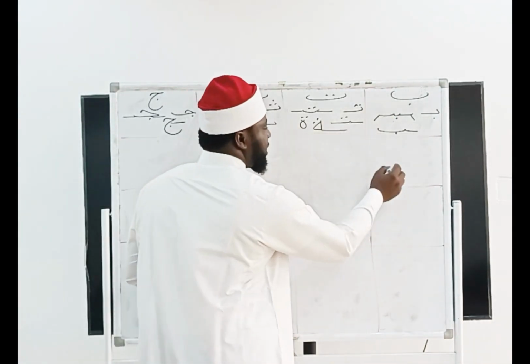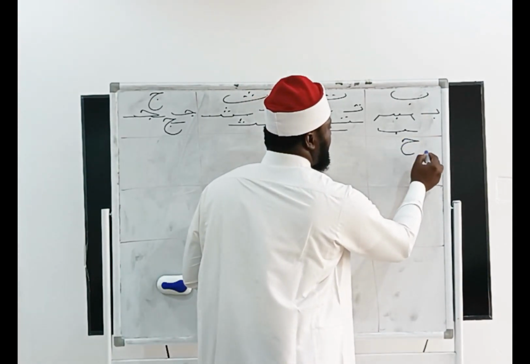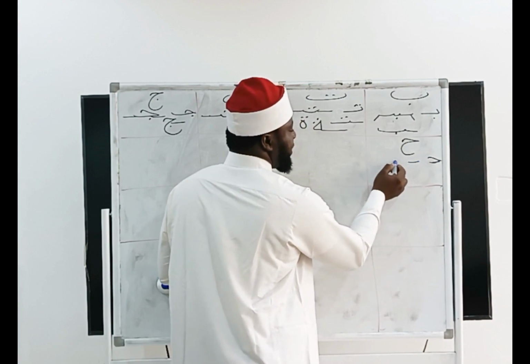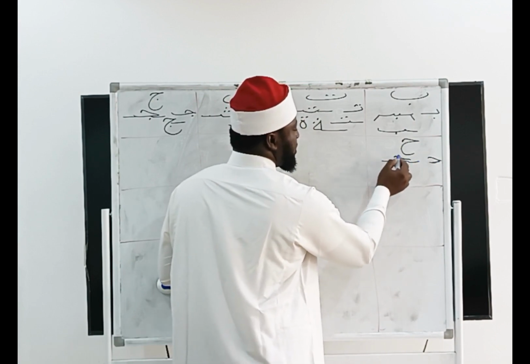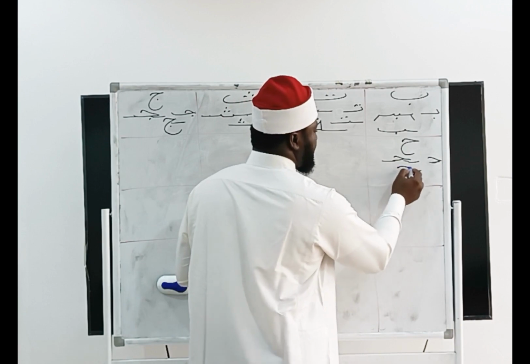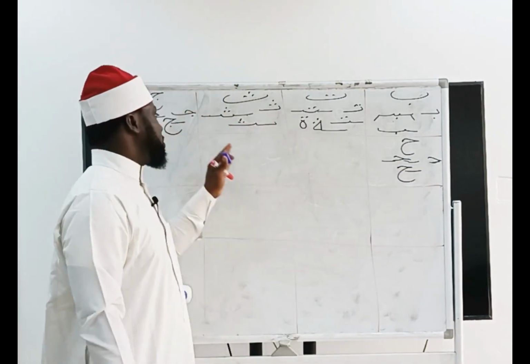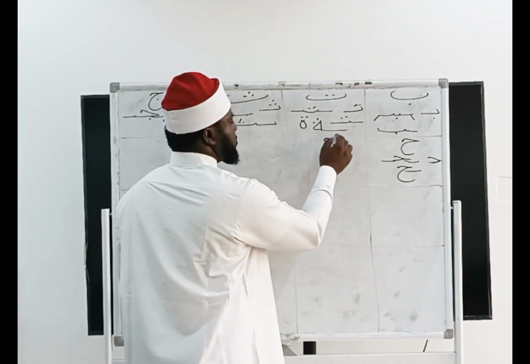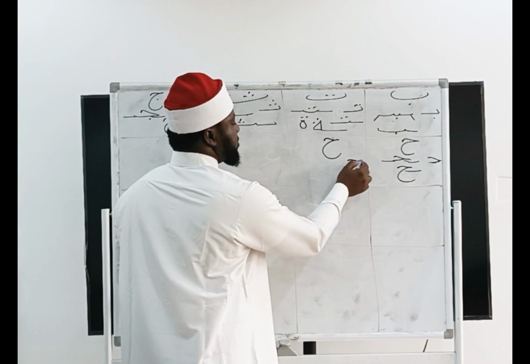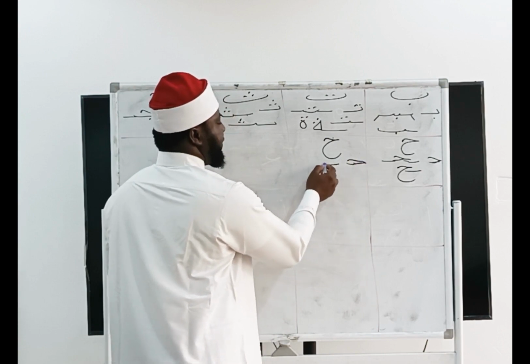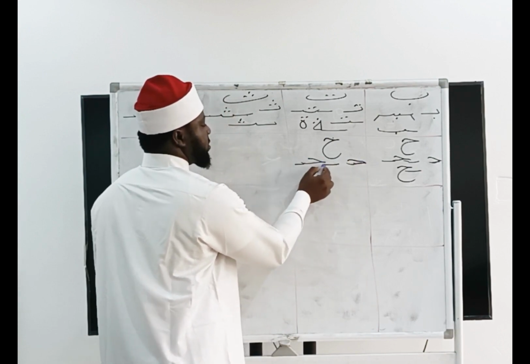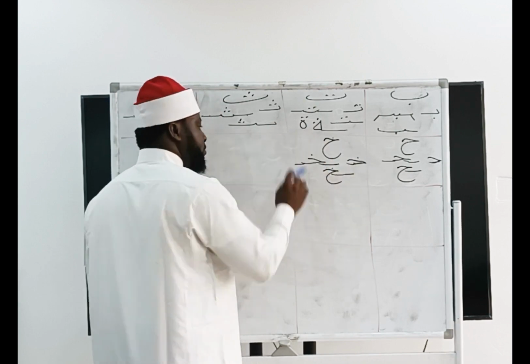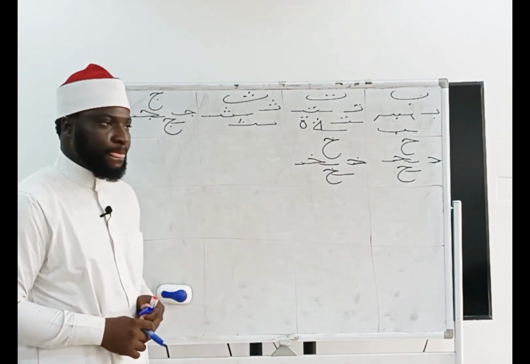Let's go. And this is Ha. At the beginning, it's like this. At the middle, an alphabet, then the Ha comes, just like Jim. And at the end, like this. The same thing occurs with Jim, Ha, and Kha. This is Kha. At the beginning, it's like this. At the middle, an alphabet, then it's at the middle like this. Then at the end, an alphabet, then Kha with a dot. Do you get it? All right.